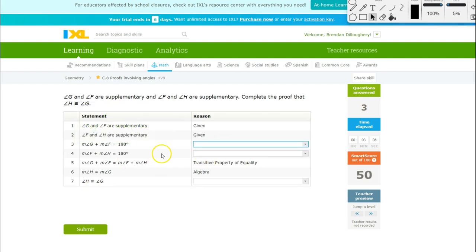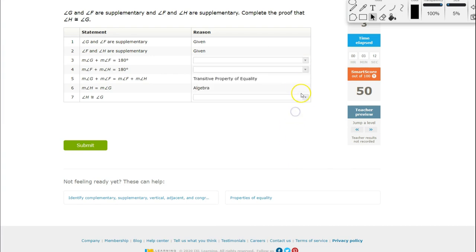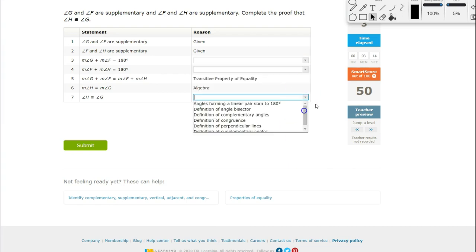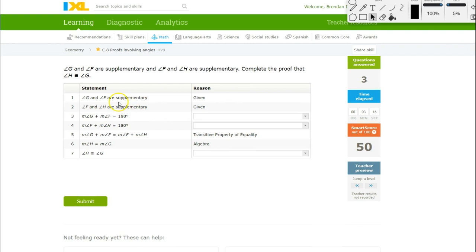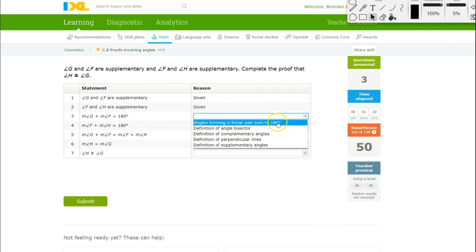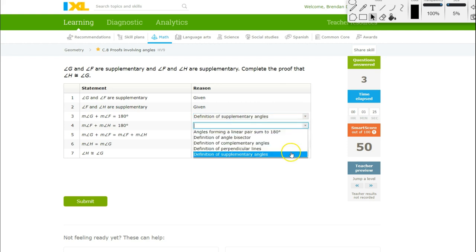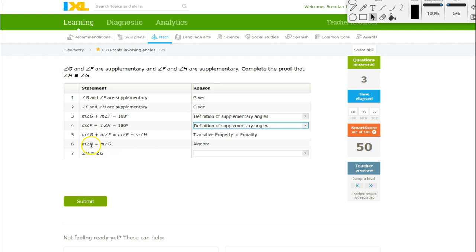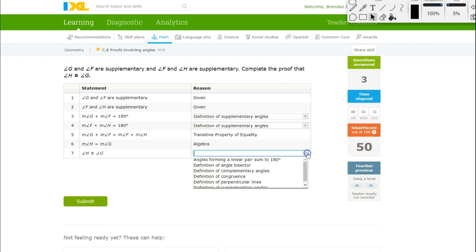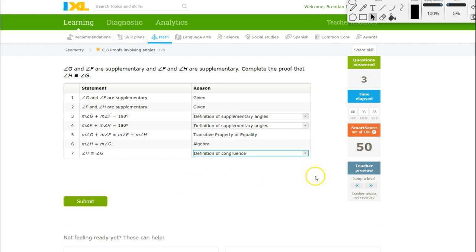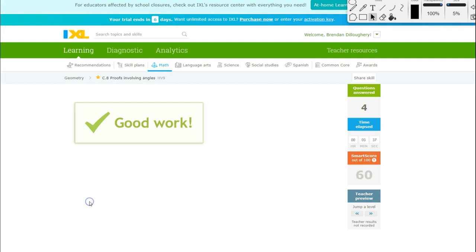Okay, so we made it to tier 2. So now they're asking multiple choices and we have more possibilities. Oh, only 5 there, but it starts to get more and more possibilities. Okay, so we start with supplementary. How did we get that they add up to 180? That's the very definition of supplementary angles. Okay, and this last one, they got some algebra to get the measure of h is the same as the measure of g. So we go ahead and say then the angles are congruent by the very definition of congruence. Okay, so let's submit that.